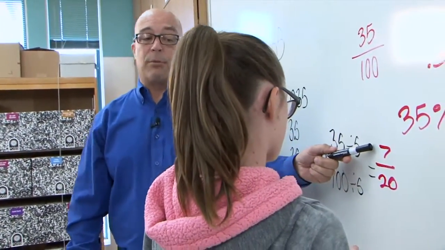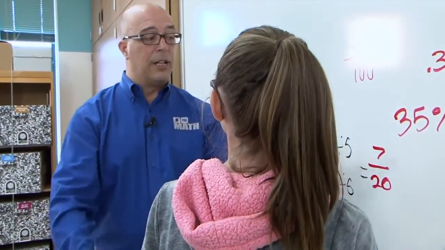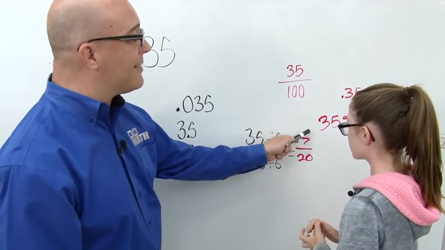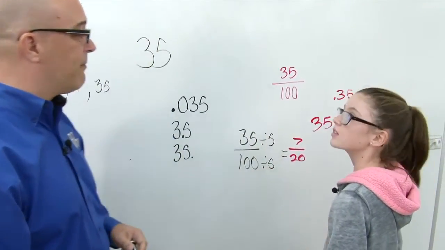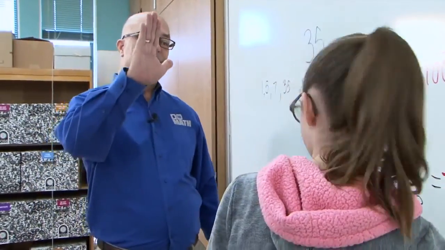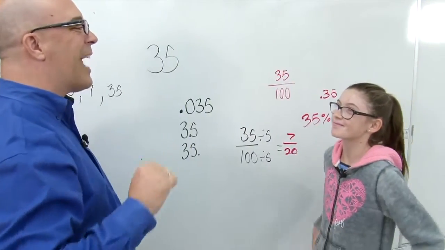And we know 7 is a prime number. You were talking about prime numbers before. So if we have a prime number, we know that that is now the simplified fraction. All right, Sophia, nicely done. Fractions, decimals, and percents.